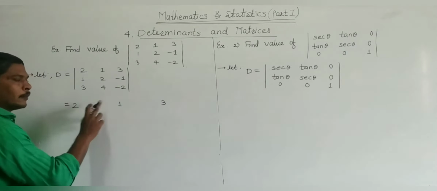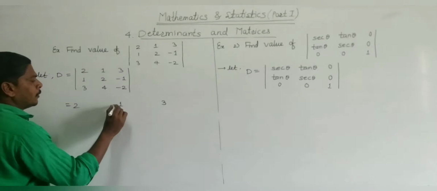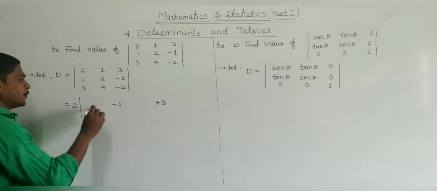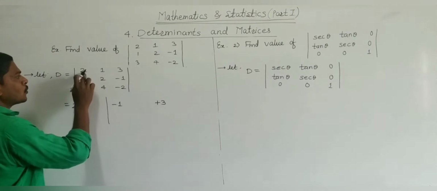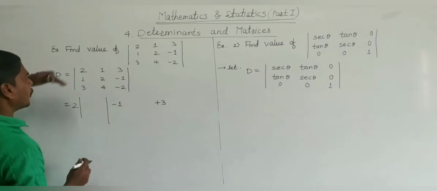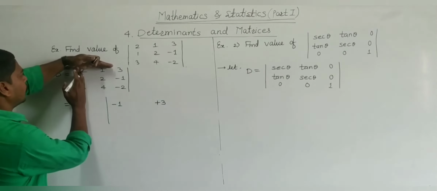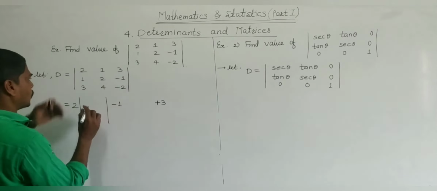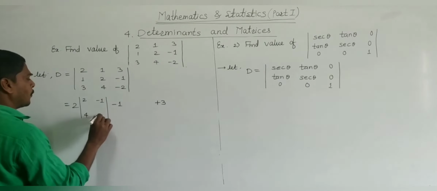Now give them alternating plus and minus signs: plus sign for the first term, minus sign for the second term, plus sign for the third term. Now multiply the first term by the determinant of those elements which do not belong to the row and column of this element 2. That means the first row and the first column are removed, so the remaining elements are 2, minus 1, 4, minus 2. So 2 into the determinant of 2, minus 1, 4, minus 2.